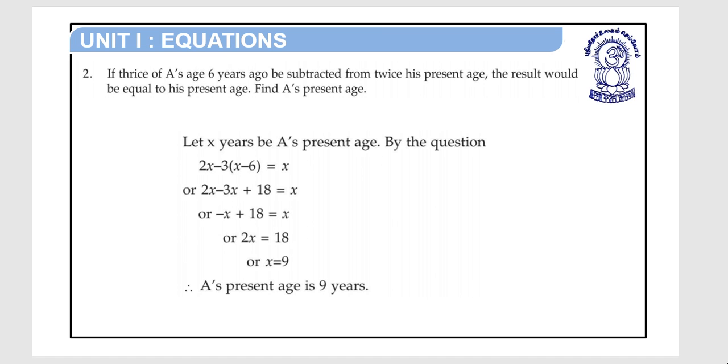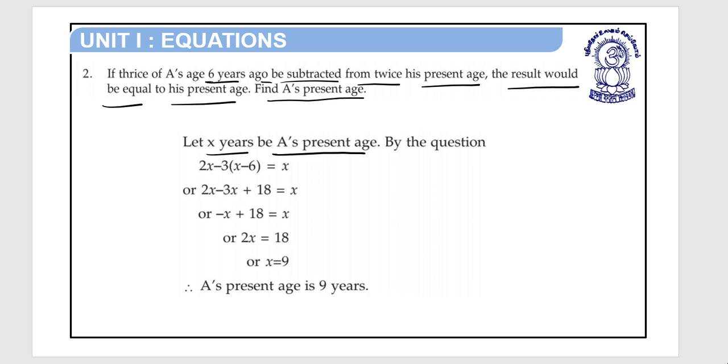Illustration 2. If thrice of A's age 6 years ago be subtracted from twice his present age, the result would be equal to his present age. Find A's present age. Let x years be A's present age.